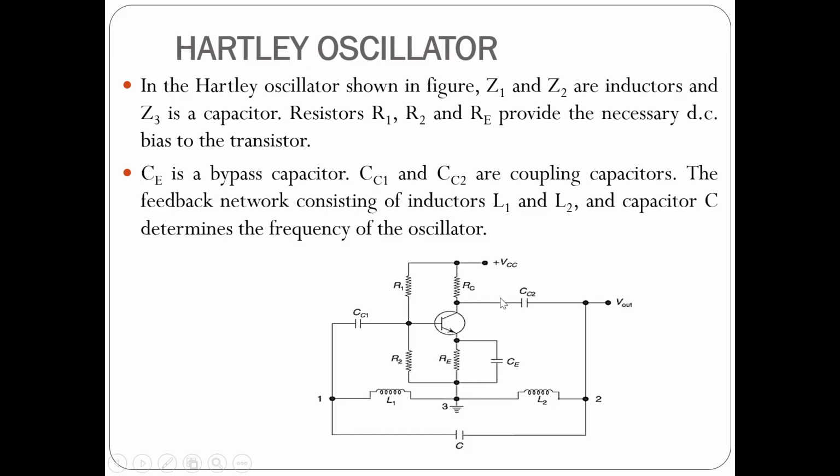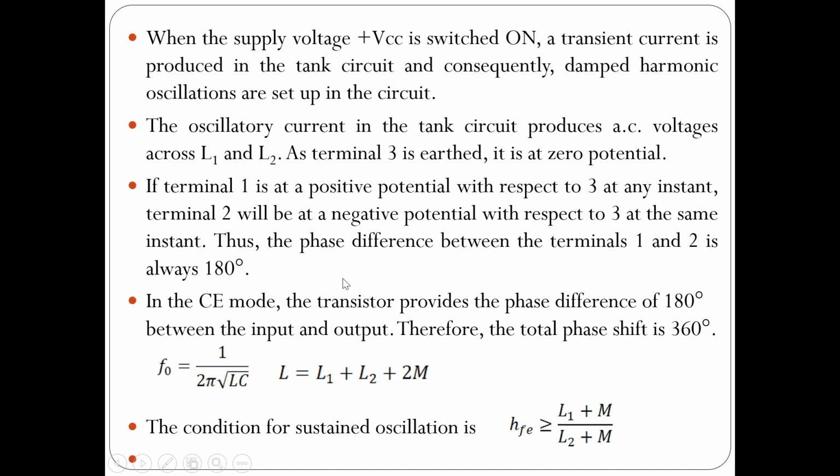Next one, Hartley oscillator in detail. Here this given circuit diagram is known as the Hartley oscillator. Z1 and Z2 are inductors, and connected to Z3 is a capacitor. Resistors R1, R2 and RE provide the necessary DC bias to the transistor Q. CC1 and CC2 are the coupling capacitors. The feedback network consisting of inductors L1 and L2, and the capacitor C determine the frequency of the oscillator.